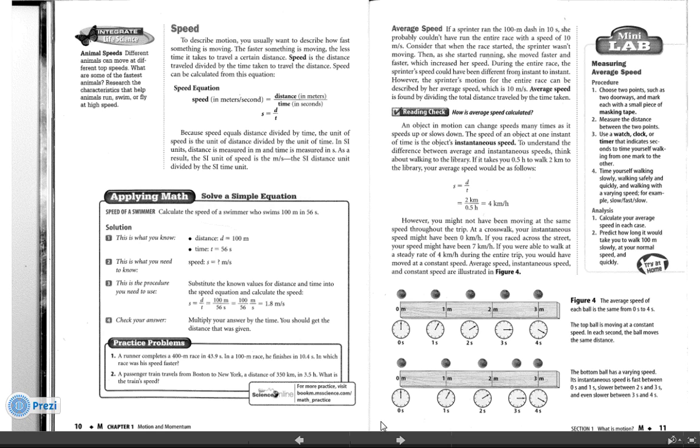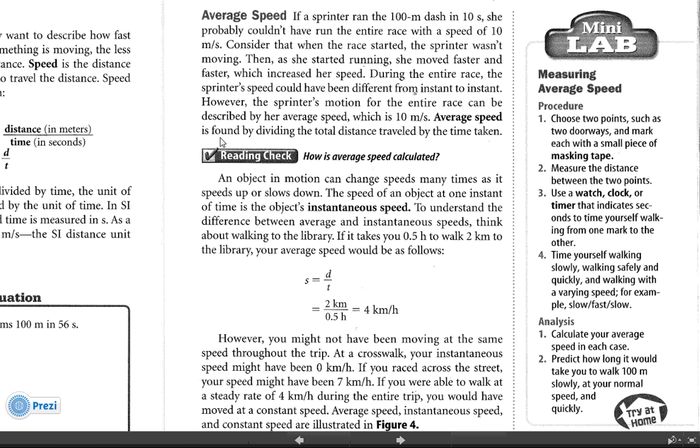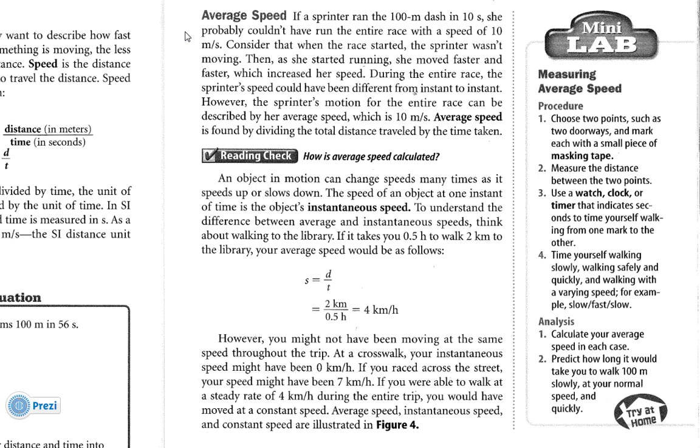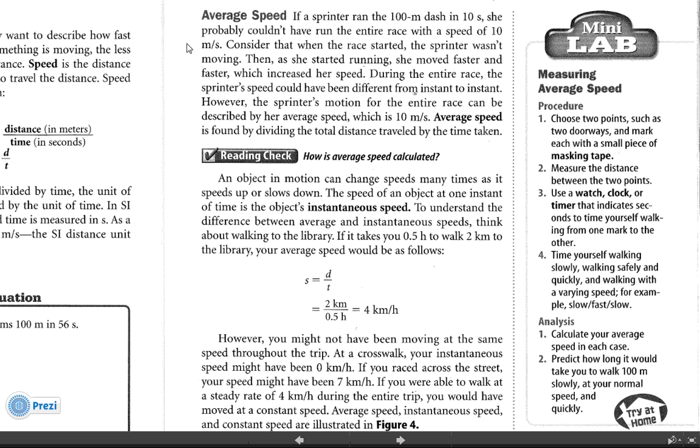So we're going to read about average speed. If a sprinter ran the 100-meter dash in 10 seconds, she probably couldn't have run the entire race with a speed of 10 meters per second. Consider that when the race started, the sprinter wasn't moving. Then, as she started running, she moved faster and faster, which increased her speed. During the entire race, the sprinter's speed could have been different from instant to instant. However, the sprinter's motion for the entire race can be described by her average speed, which is 10 meters per second. Average speed is found by dividing the total distance traveled by the time taken.